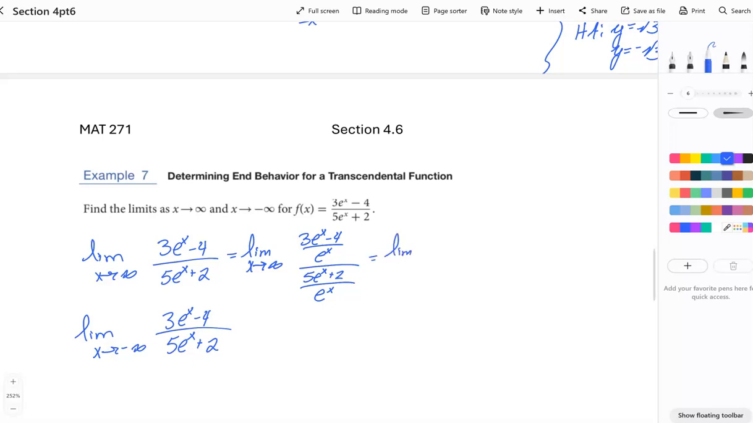So let's simplify. 3e to the x over e to the x is 3. This is going to be a minus 4 over e to the x. This is going to give us a 5 plus 2 over e to the x. So as x gets really large, this guy's increasing really quickly. So that whole piece, 4 over e to the x, is going to 0. Same concept down here. This is going to be a 5 plus 0. So I'm going to have a 3 over 5 for that horizontal asymptote. So think about what's happening here.